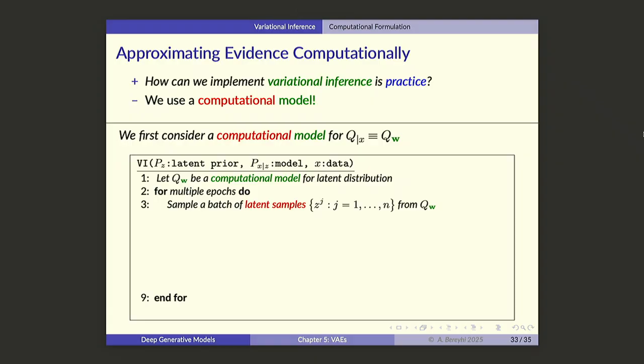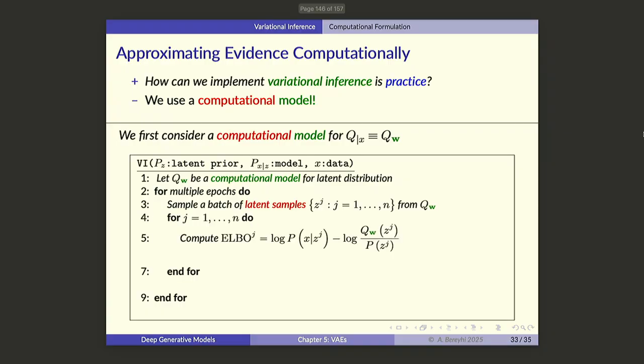I sample a bunch of latent samples from the exact distribution that I have, the Q. This is the class of distribution, my neural network. I'm going to sample from the neural network, so I'm going to have latent samples from that neural network. Then I go inside the loop. For every single sample, I'm going to compute the ELBO.